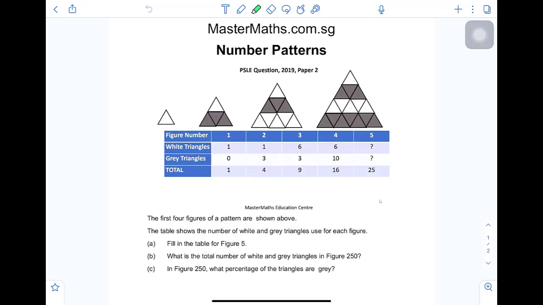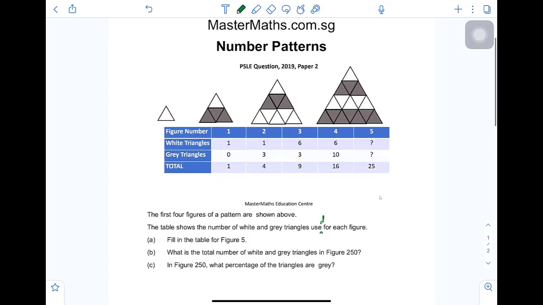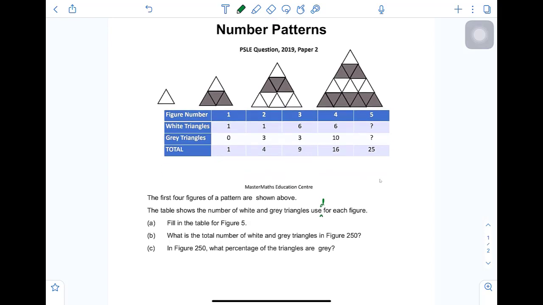Now, this is an actual PSLE question from the year 2019. It was a question set in the problem sums paper 2. The first 4 figures of a pattern are shown above. The table shows the number of white and grey triangles used for each figure. Fill in the table for figure number 5.